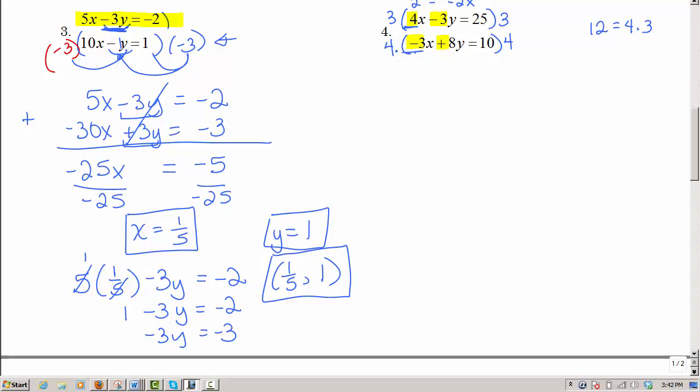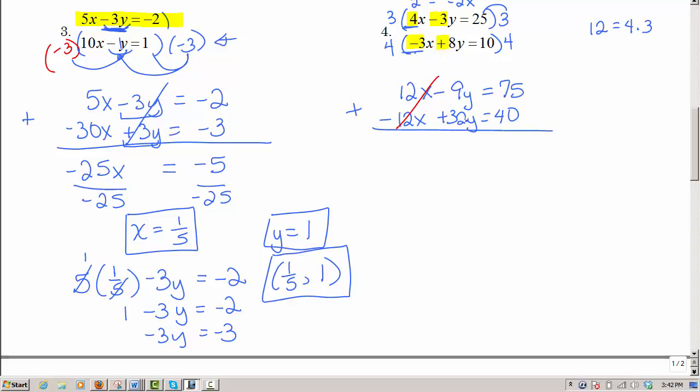Right? Remember, we're going to multiply everything. So that's going to give me 12x minus 9y equals 75, multiplying everything. Then I have a negative 12x, a positive 32y, and a positive 40. Sure enough, I have a positive 12 and a negative 12, and when I add that together, that's going to be 0. I eliminated that variable. That's why it's called the elimination method.